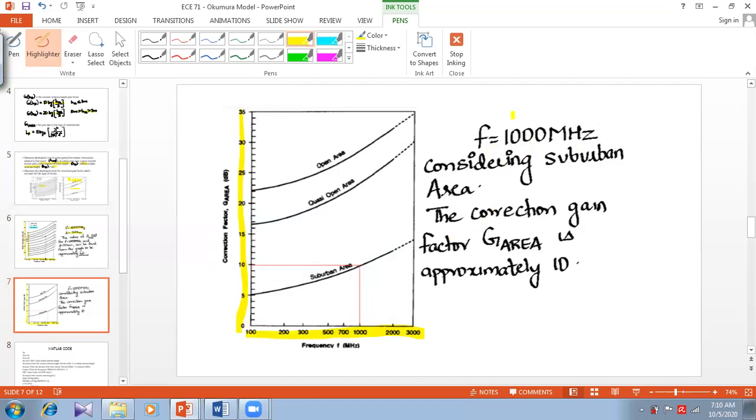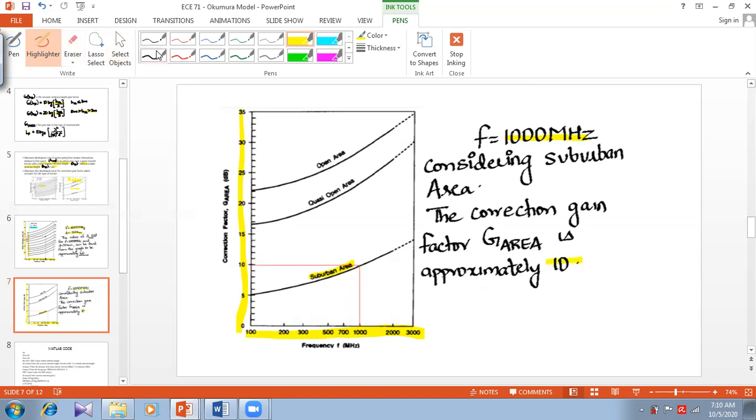Now let us again consider a frequency. I have considered 1000 megahertz here. So on the x-axis, let me find out where 1000 megahertz is, and then I have to find from my problem what is the area which is given. Is it a suburban area? If it is a suburban area, which I have considered here, I would take 1000, see where this meets my curve of the suburban area, and that point has to be chosen. I extend it towards the y-axis and find where it meets. For this particular case, for 1000 megahertz for a suburban area, I found it meets a G area value of 10 dB. So I have chosen here the G area value as 10.